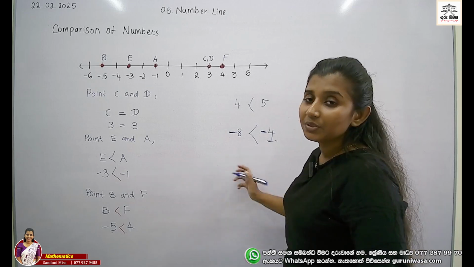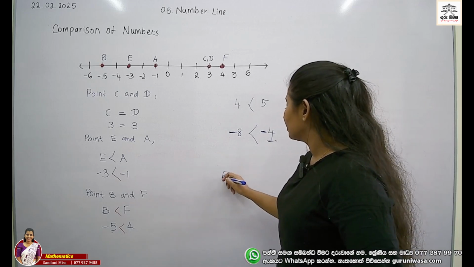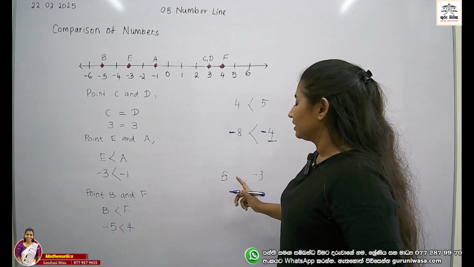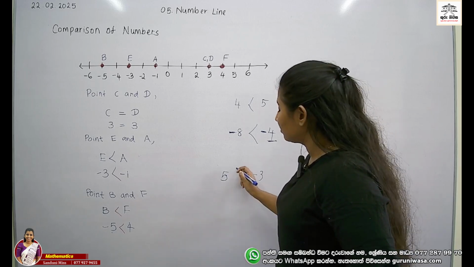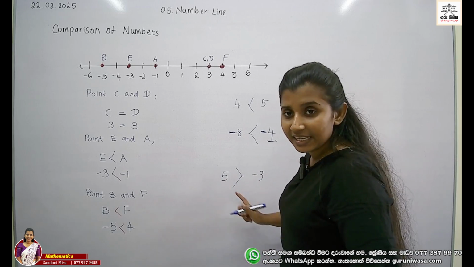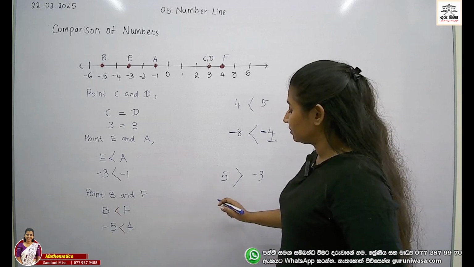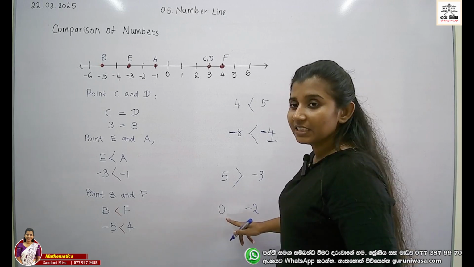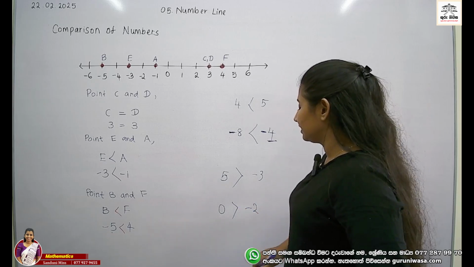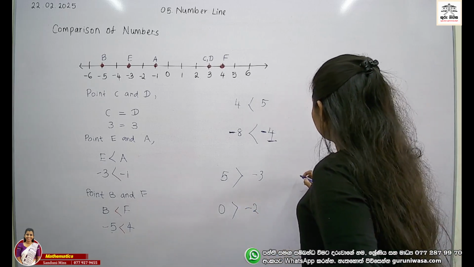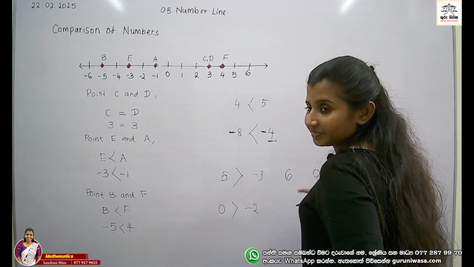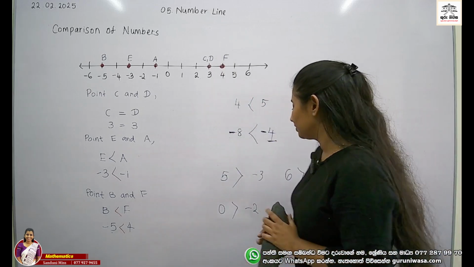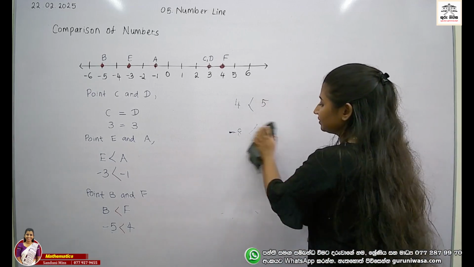Okay. Now 5 and negative 3. If it's a negative number and a positive number, the positive number is always greater than the negative number. Right? If it's 0 and a negative number, 0 is greater. If it's 0 and a positive number, obviously 6 is greater, right? Okay, now you know the key points. We'll do an activity.